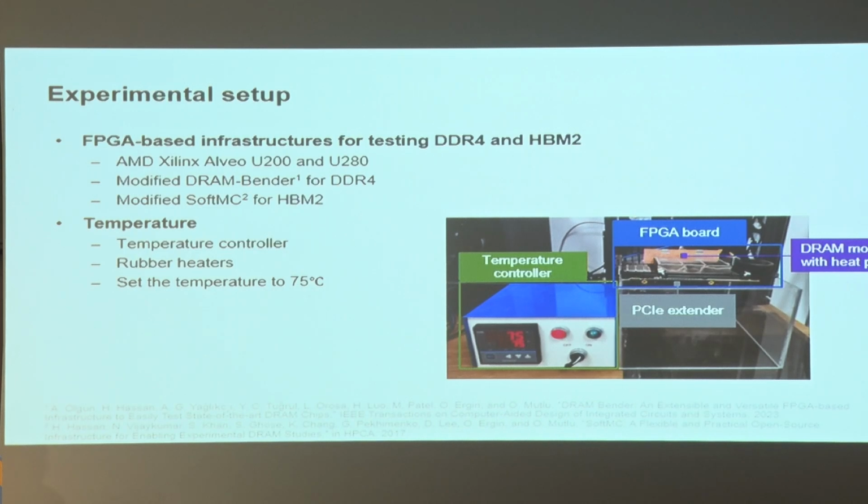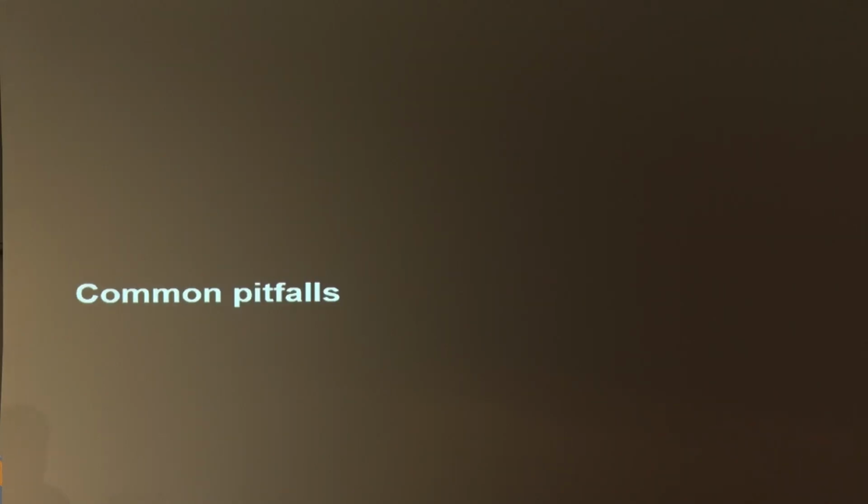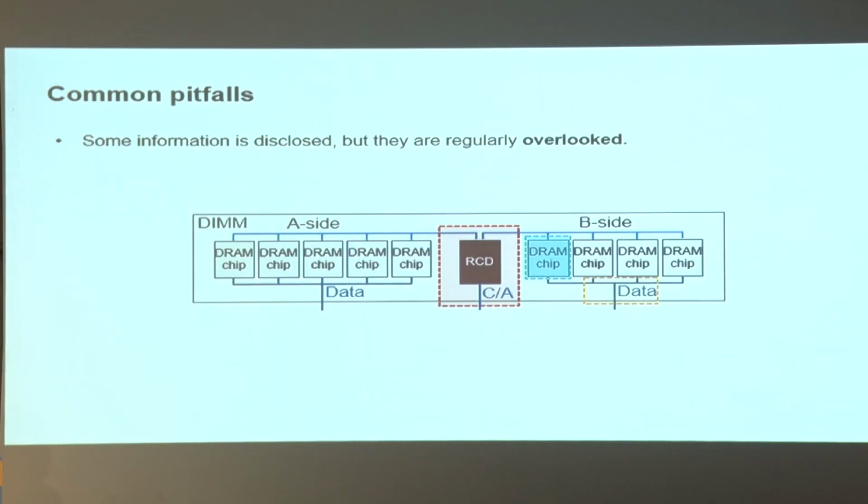Here is our experimental setup. We conducted the experiment using DDR4 and HBM2 with FPGA-based infrastructures. We also controlled the DRAM chip's temperature with a temperature controller and rubber heaters. We tested lots of DDR4 and HBM2 chips in this paper. First, let's look at the common pitfalls. Before the analysis, let me introduce the common pitfalls of prior works.